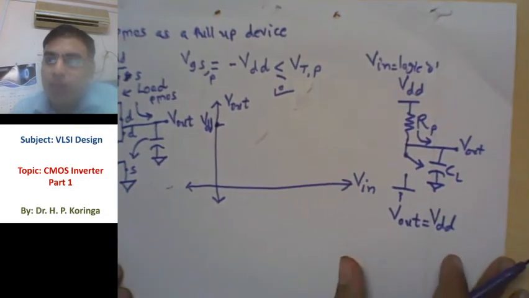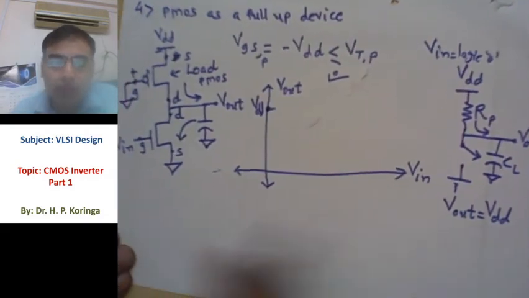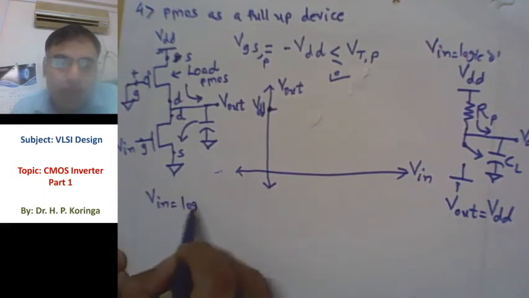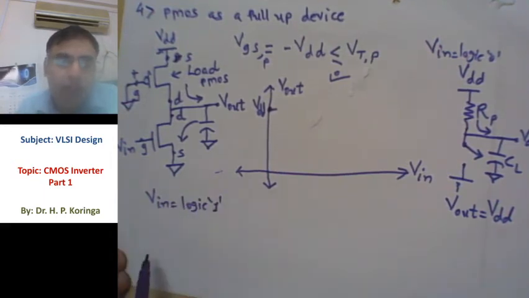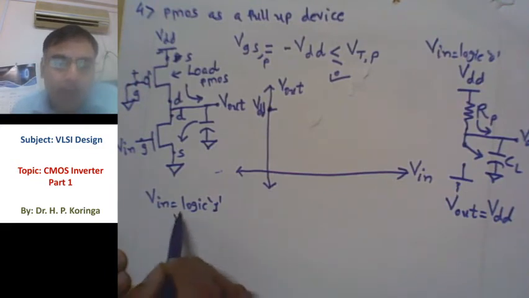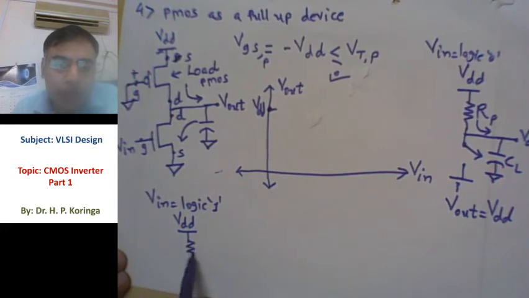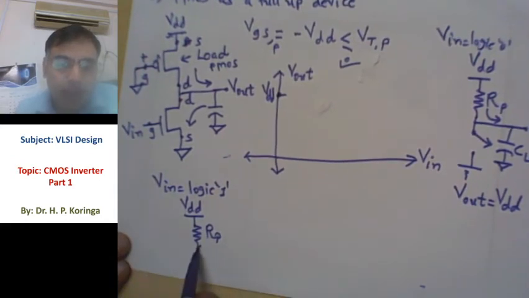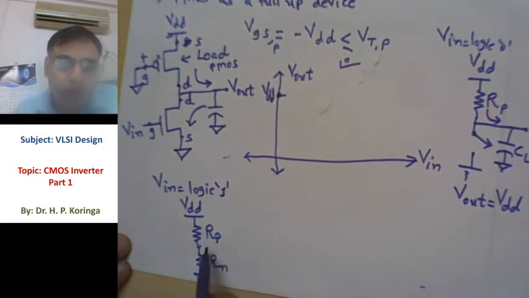And let's say about the minimum output voltage. Whenever the input is logic 1, at that time the load MOSFET still operates in a conducting stage, so it has some Rp resistance depending on the W/L ratio. And the driver MOSFET is also operating in a conducting stage, so it has, let's say, Rn resistance.